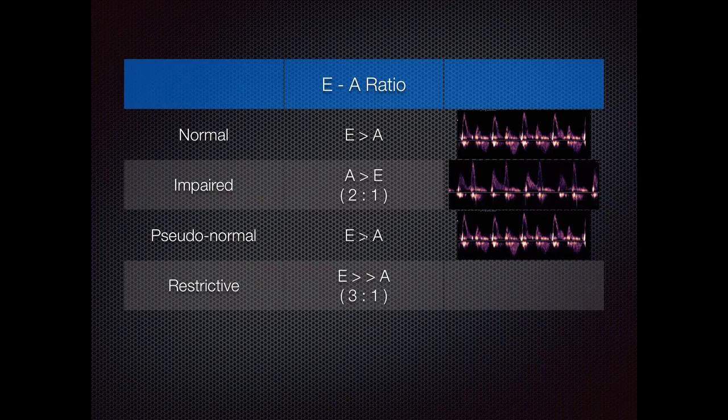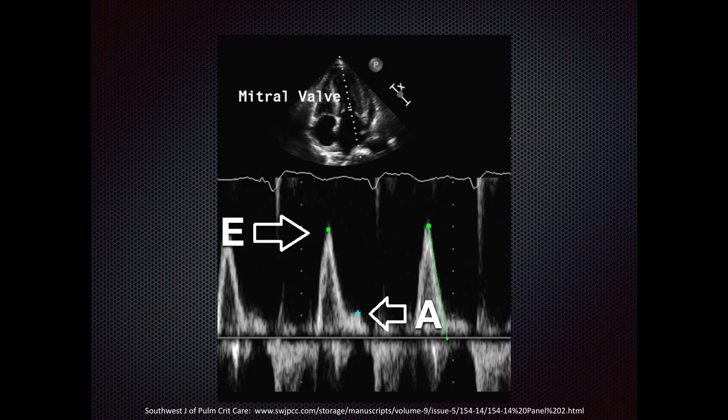In the later stages, as we said earlier, the E gets bigger than A again. In fact, at the very late stage, E is much greater than A, and you can see that the ratio between E and A is actually quite large in this restrictive pattern. Unfortunately, there's no cutoff velocity that makes the diagnosis of diastolic dysfunction for you, so you really have to rely on the pattern of the E to A wave.